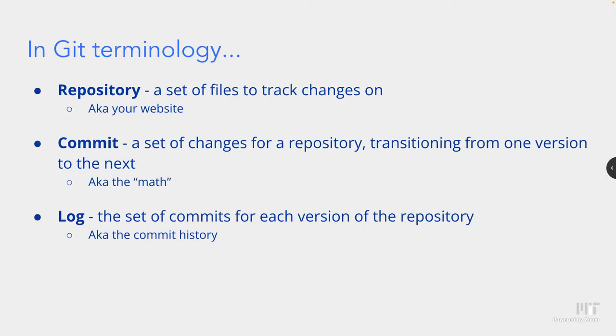And another terminology is commit. A commit is basically a package set of changes for a project. Basically, it's the differences between one version of your code and another version of it. And finally, the log is a set of commits for each version of the repository. So basically, it's the commit history, the history of all the changes that we have in the repository.